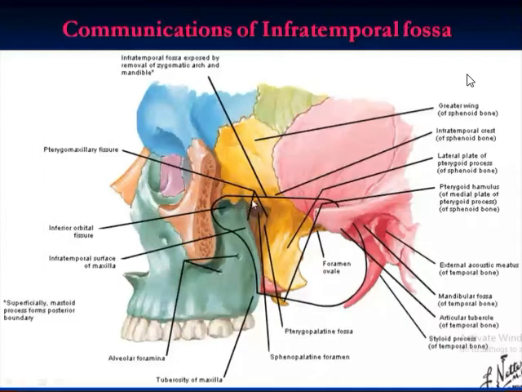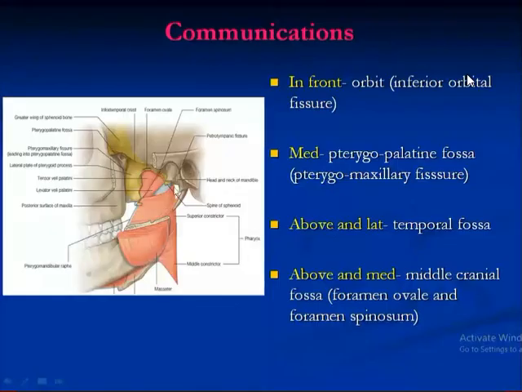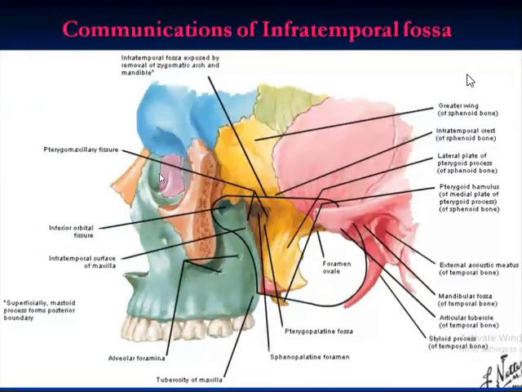Now above, we can see over here, and laterally this will communicate with the temporal fossa. And above and medially, this will communicate with the middle cranial fossa through the foramen ovale and foramen spinosum. So through that part, it will communicate with the middle cranial fossa. You can see over here also the foramen ovale and the foramen spinosum, the small one.